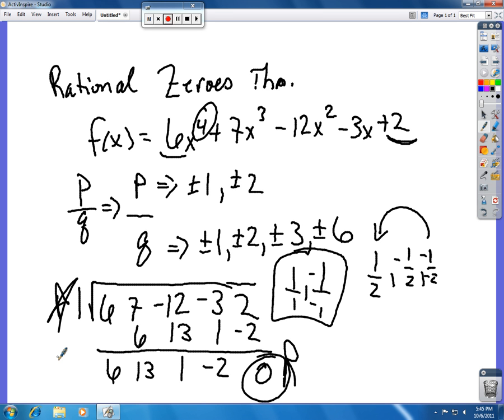And that should be everything that you should do for this homework in 3.3. So let's move on to 3.4.